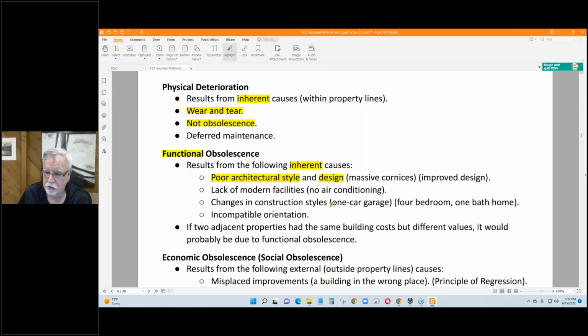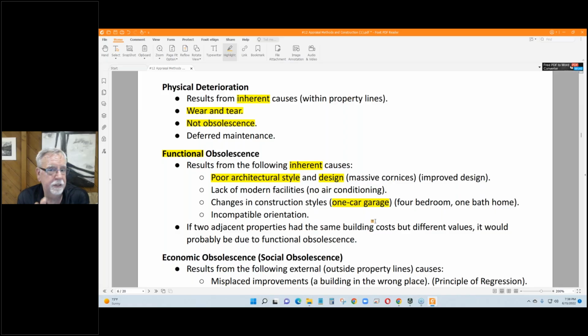Changes in construction styles. So there's the question where the answer, which of the following is functional, is a one-car garage, right? I've taught these classes in San Francisco, and a lot of times people from San Francisco are saying, well, what is crazy, a one-car garage, that's going to add value, right? It doesn't lower your value, not in San Francisco, it adds value.